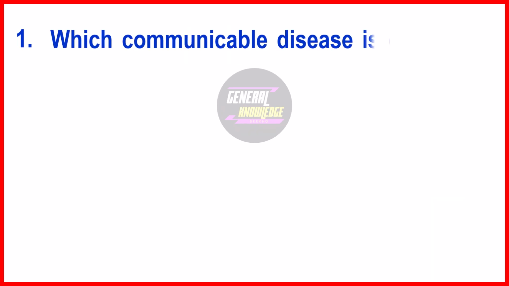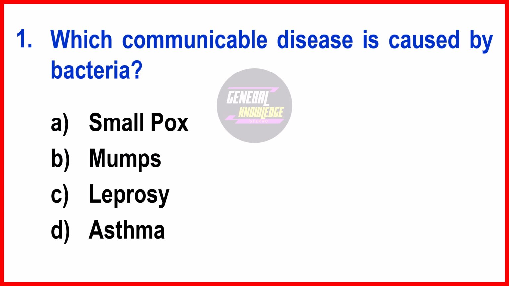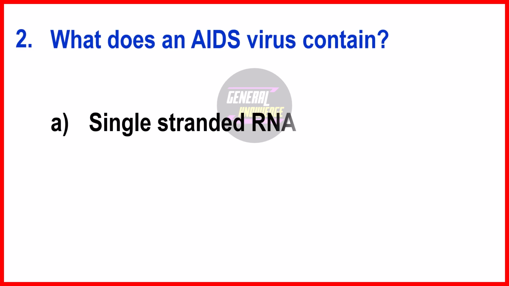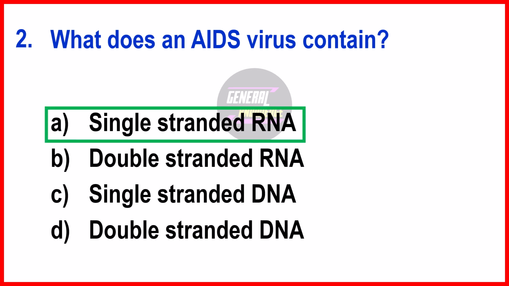First question, which communicable disease is caused by bacteria? The right answer is option C, leprosy. Next question, what does an AIDS virus contain? The right answer is option A, single-stranded RNA.